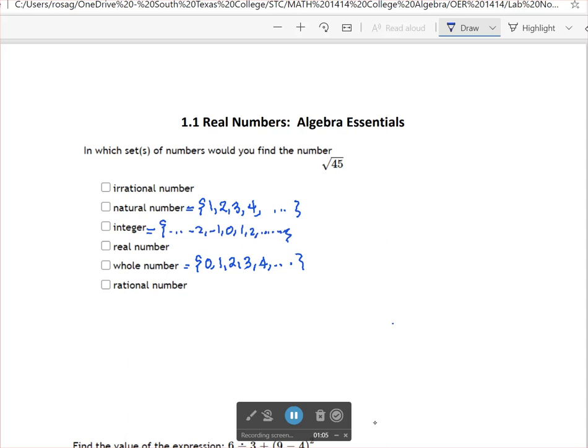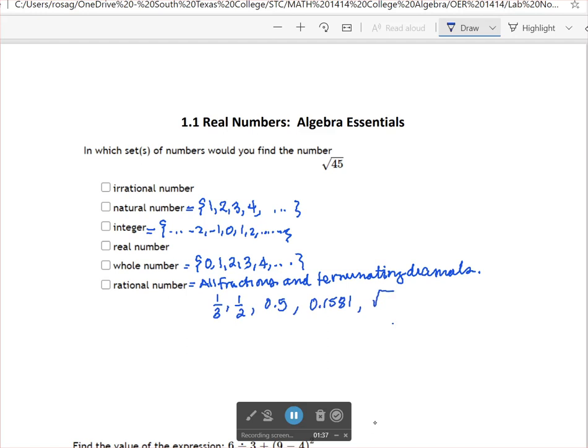And then we have the rational numbers, which are all the fractions and terminating decimals. By that I mean anything that's a fraction, anything that's a terminating decimal that doesn't extend forever. You can include some square roots here, but it would have to be like the square root of 4, which is 2. In reality, the square root of 4 is also in the natural numbers and the whole numbers and things like that.